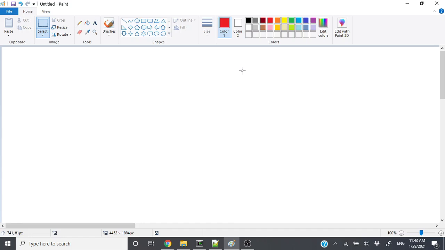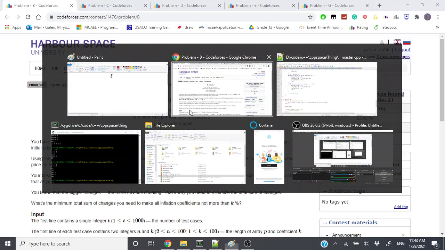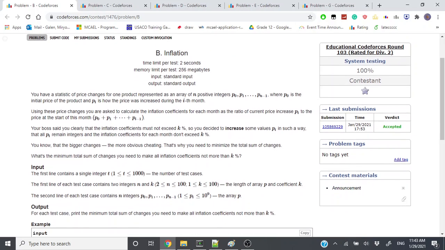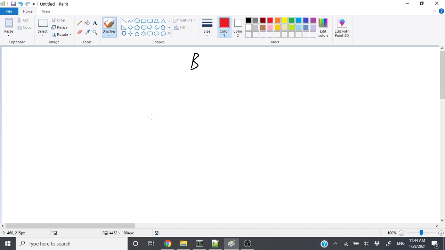Okay, so now for B. And B, I took a long time on because I misread it initially, so that was fun. You have a bunch of changes. For example, their sample is 20100 1202202, and you have an integer k.